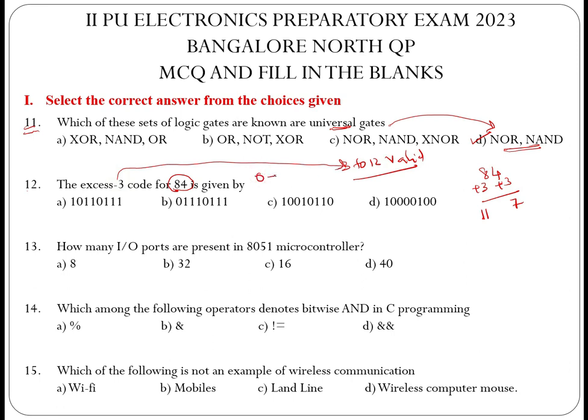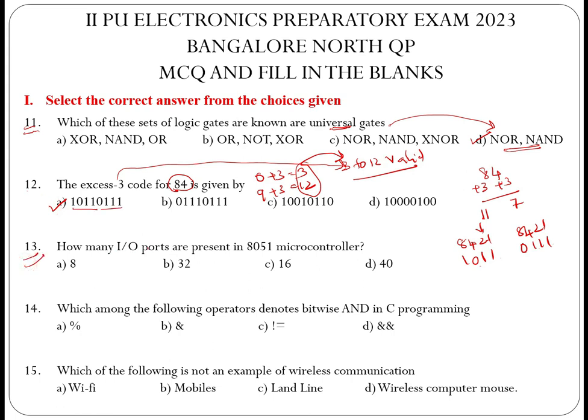Because 0, I'll write 0 plus 3 as 3. The last digit is 9, 9 plus 3 will be 12. So 3 to 12 are valid states in XS3 code. So 8 plus 3, 11 is a valid code. After this, use 8421 code for both to write. 8, 10, 11. So make this 0. 7421 is 7. So 1011, 0111. What is that option? Is option A.